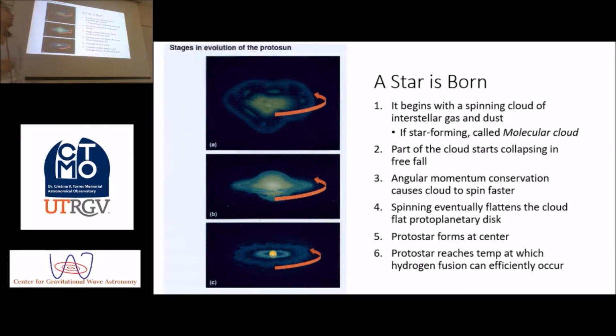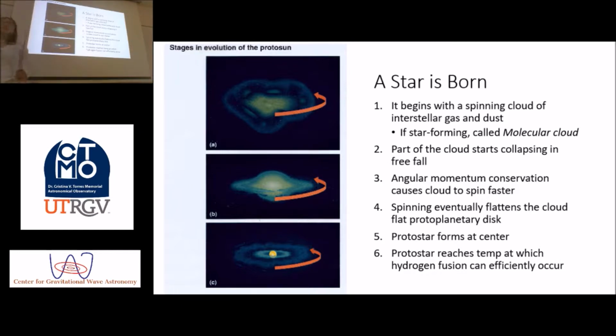Well, first of all, you have a spinning cloud of interstellar gas and dust. If this spinning cloud is star forming, it's called a molecular cloud. And so this cloud is spinning very, very rapidly. Gas and dust will start coming together. And so as these clumps begin to form, the density of these areas causes the cloud to start collapsing in on itself in those areas.